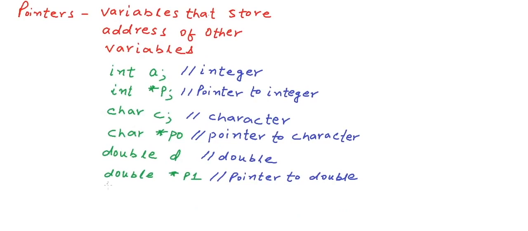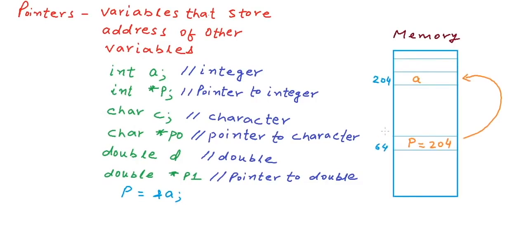And to get the address of a variable, we write a statement like p is equal to ampersand a. Now this ampersand works as an operator that gives us the address of a. And what happens in the memory is something like this. The variable p stores the address of variable a. So in this figure here, p's value is 204, which is the address of a. So p points to a.